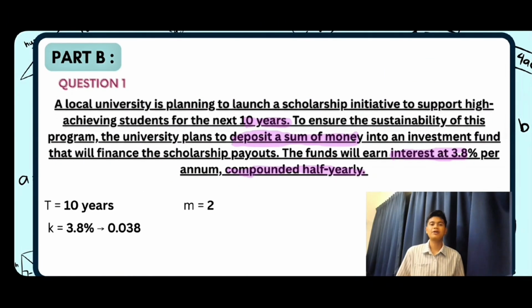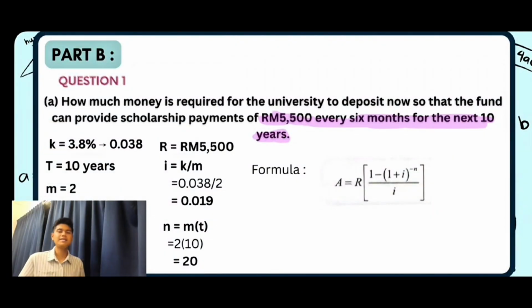Hi, my name is Muhammad Abdul Karim and I will guide you part B, question 1. Based on the question, we got T equals to 10 years, K 3.8%, convert into decimal places 0.038, and compound half yearly M equals to 2. A. How much money is required for university to deposit now so that the fund can provide scholarship payments of 5,500 ringgit every 6 months for the next 10 years?